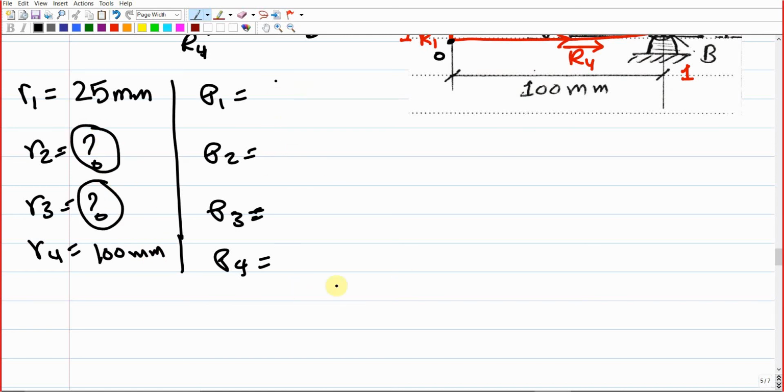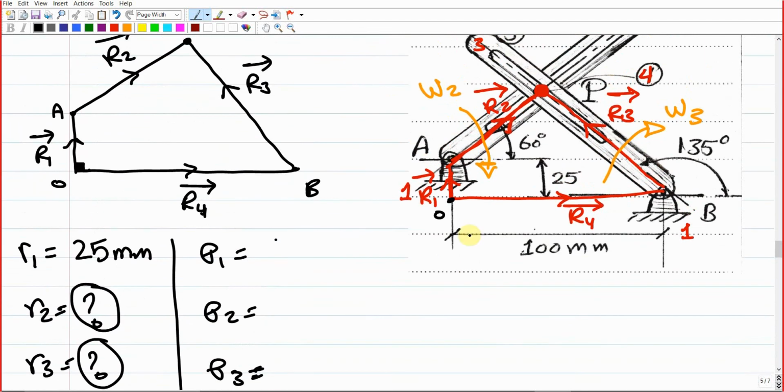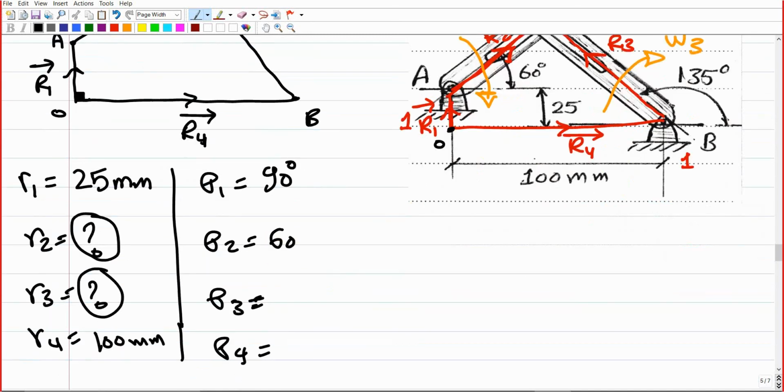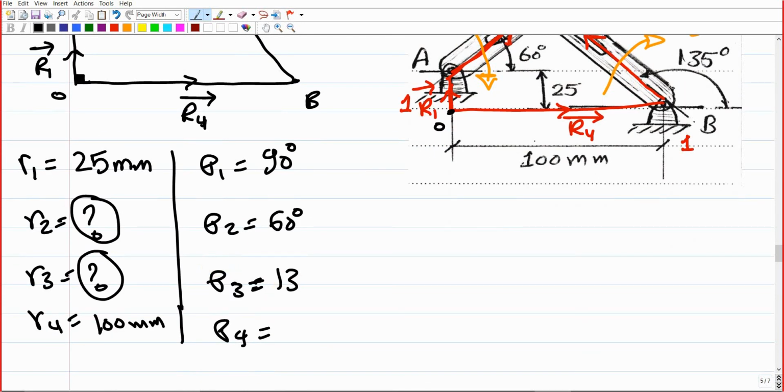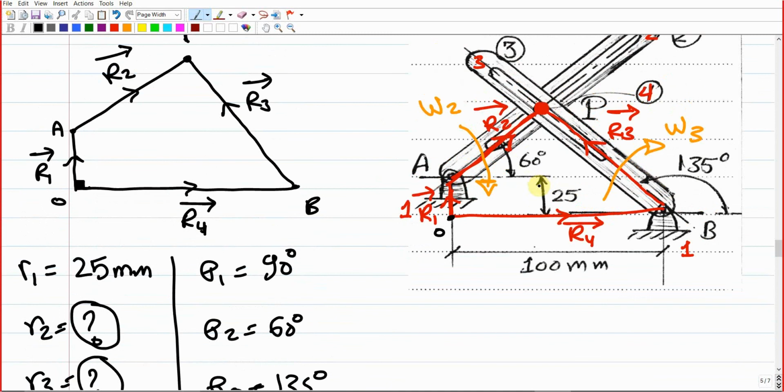So it means that all of these angles should be given. Theta 1 should be 90 degrees, because it is already 90 degrees. And theta 2 should be this angle, which is 60 degrees. This is R2. From the beginning, if you draw a line to the right and rotate counterclockwise, this gives us 60 degrees. Theta 3 is from point B going to the right, rotating counterclockwise, which gives us 135 degrees. It is already given. So as you can see, this is the first problem that we considered so far where 2 angles are given.